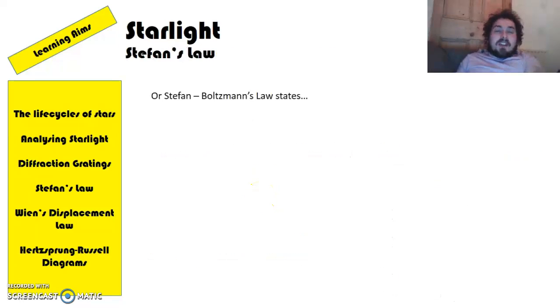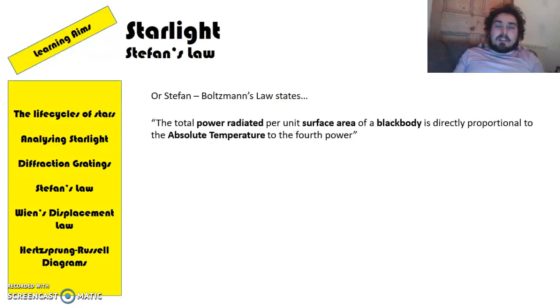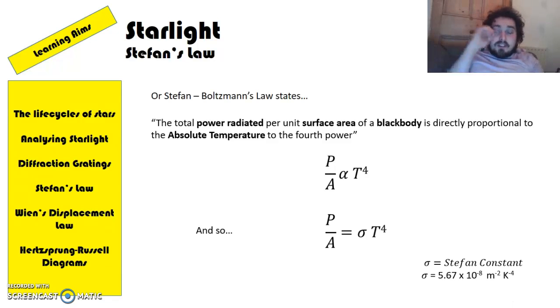Right, so then Stefan's law, or Stefan-Boltzmann's law, which states that the total power radiated per unit surface area of a black body is directly proportional to the absolute temperature to the fourth power. So that is to say that power over area is proportional to T to the 4. And you can obviously state, like with any proportionality relationship, that P over A equals some constant times T to the 4. And that constant, sigma, is called Stefan's constant, and it has the value of 5.67 times 10 to the minus 8 per meter squared per Kelvin to the power of 4.